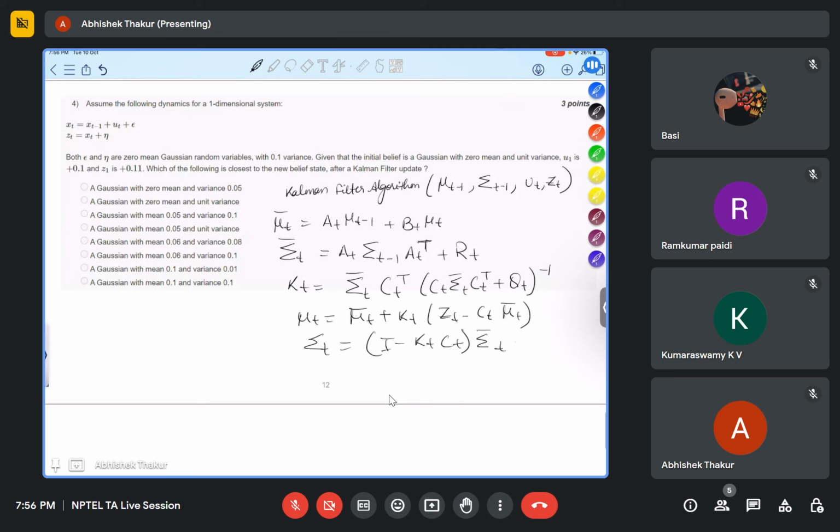So in this question it is given, assume the following dynamics for a one-dimensional parameter: x_t is equal to x_t minus 1 plus u_t plus epsilon, z_t is equal to x_t plus eta. Both epsilon and eta are zero mean Gaussian random variables with 0.1 variance. Given that the initial belief is Gaussian with zero mean and unit variance, u1 is plus 0.1, z1 is plus 0.11. Which of the following is closest to the new belief state after a Kalman filter update?